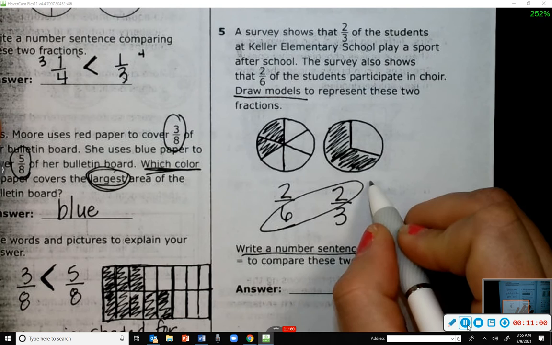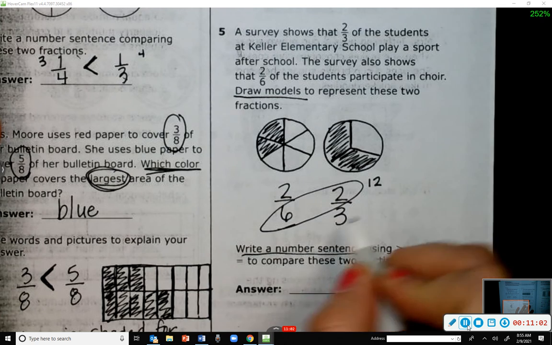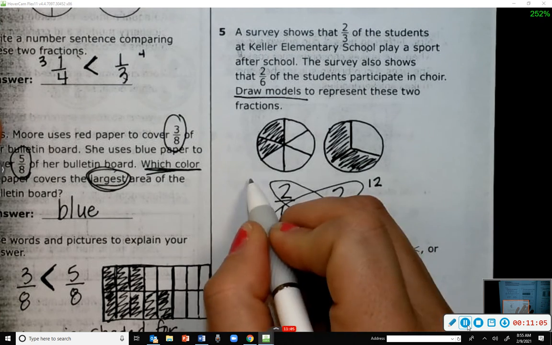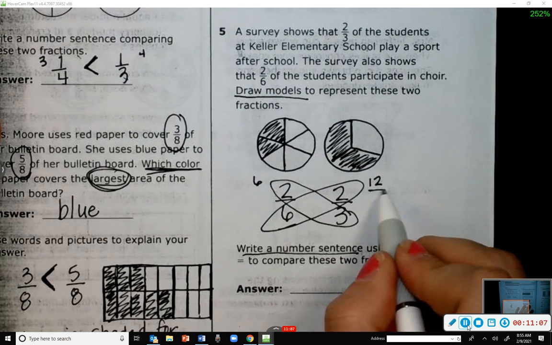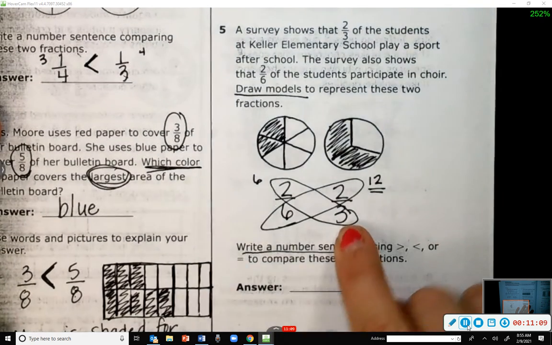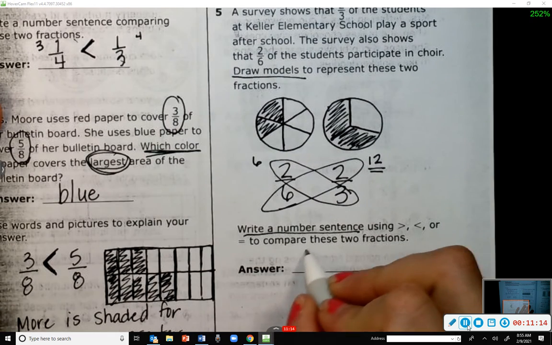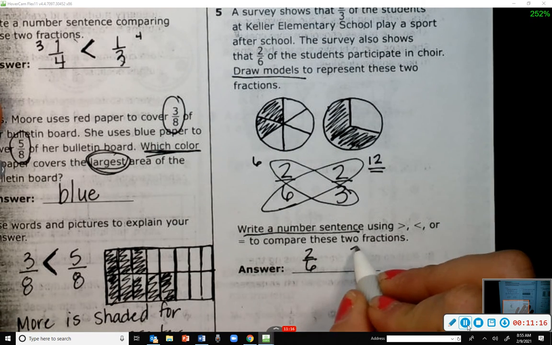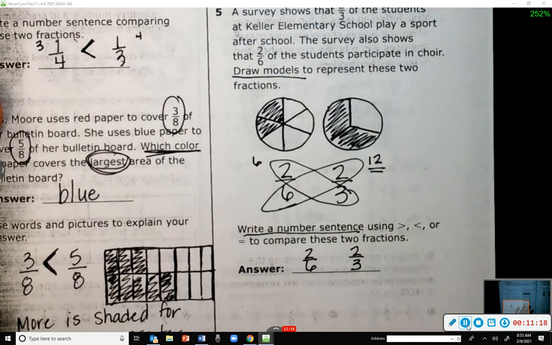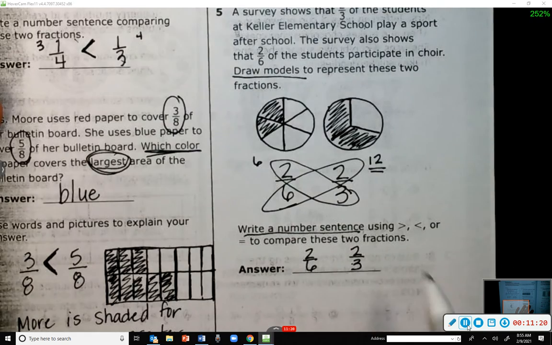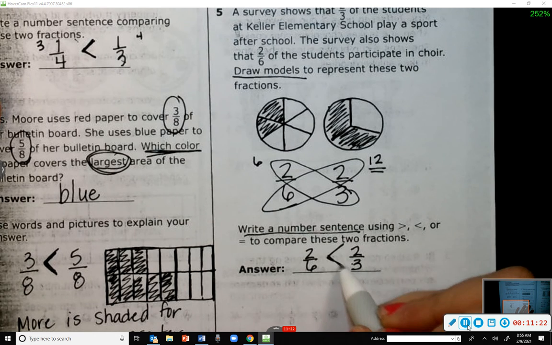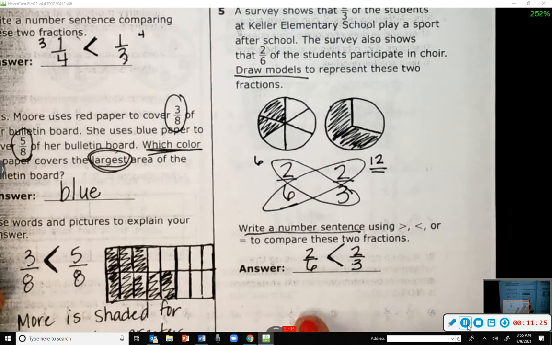6 times 2 is 12. 3 times 2 is 6. 12 is bigger, so 2 thirds is bigger. So we were right. So now we need to make sure we put the symbol in correctly. The mouth always eats the what? Bigger one. 2 thirds was bigger, so we want the mouth open towards 2 thirds. So we would read this as 2/6 is less than 2 thirds. Good.